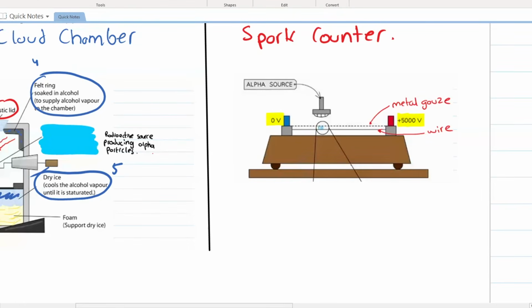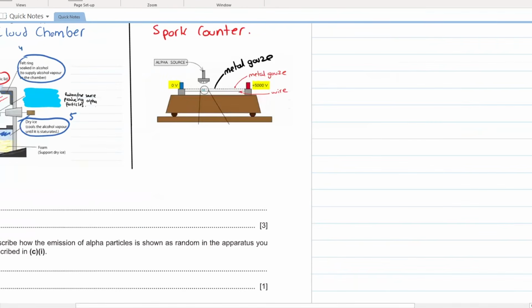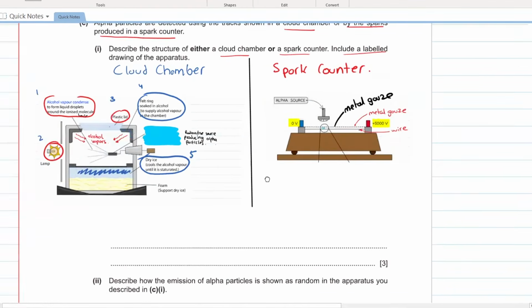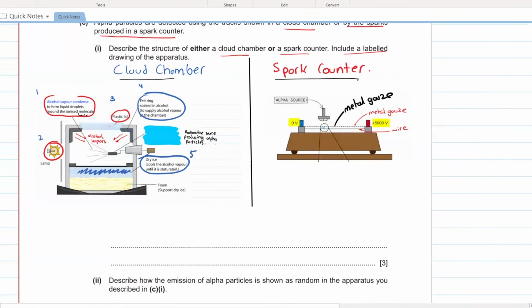Secondly, you have to show that the upper wire is dotted. This dotted wire is known as metal gauze. And you must show that the bottom wire is a solid wire. बेटा, अगर ये आपने चीज़ें शो कर दी, you get 3 marks for spark counters as well. Both cloud chambers and spark counters are used for the detection of alpha particles.